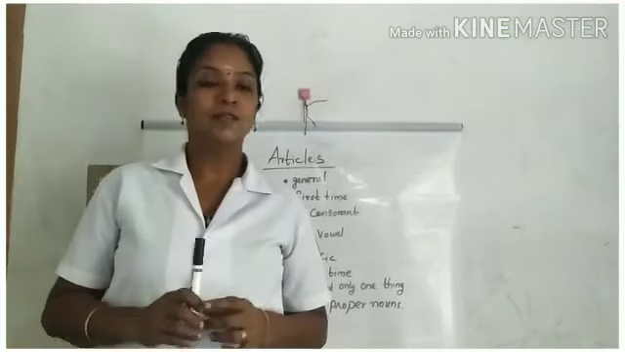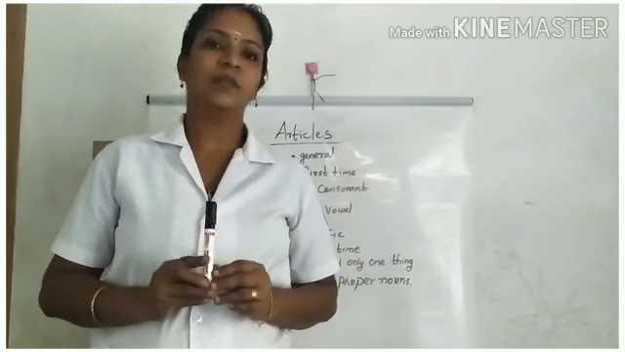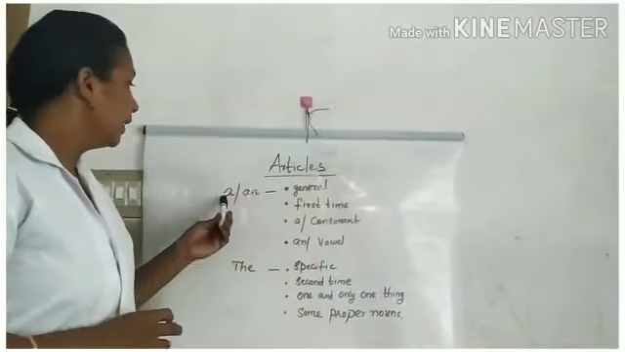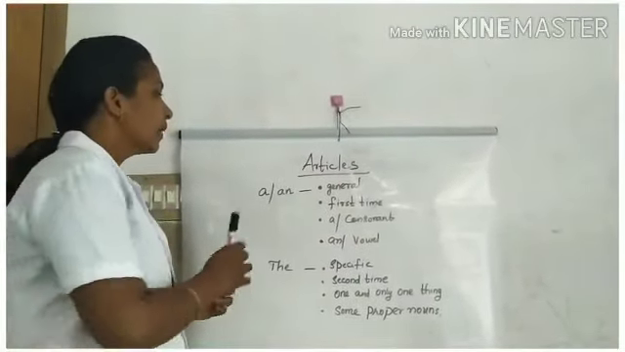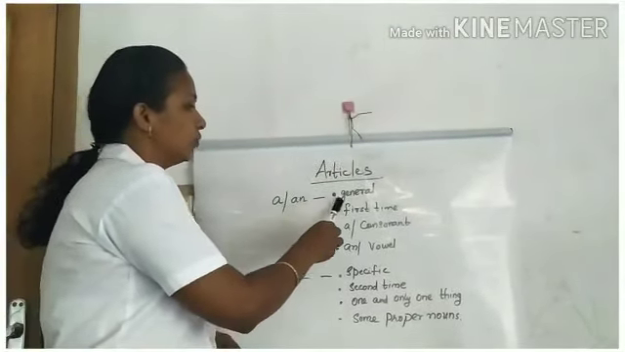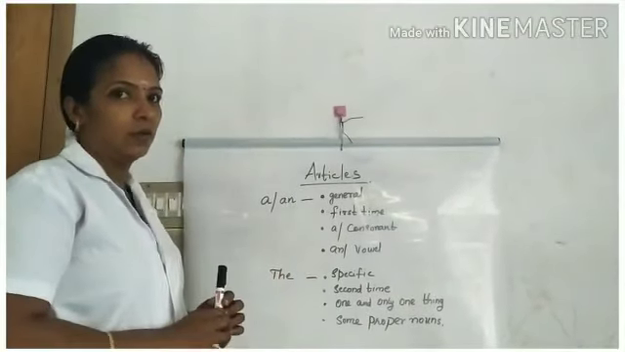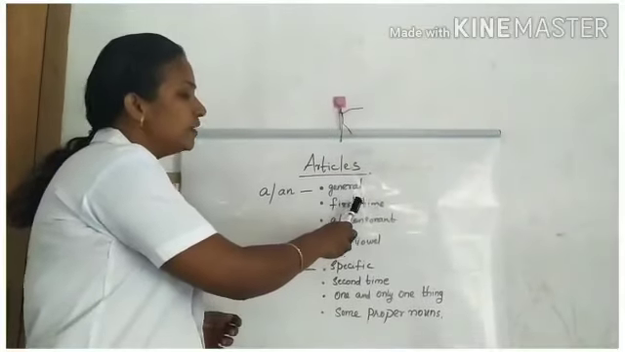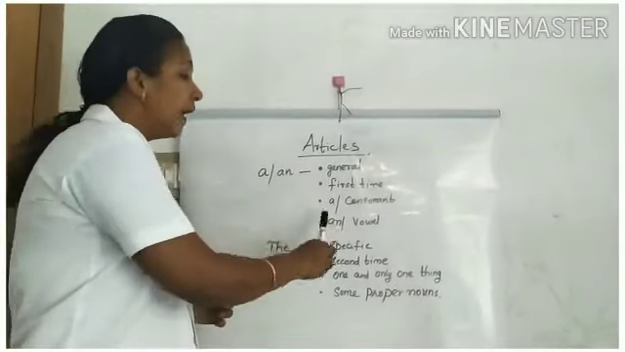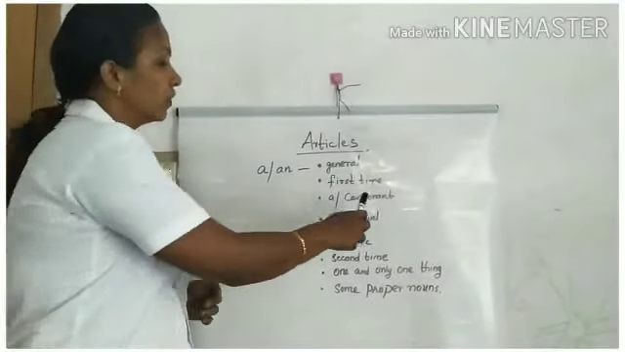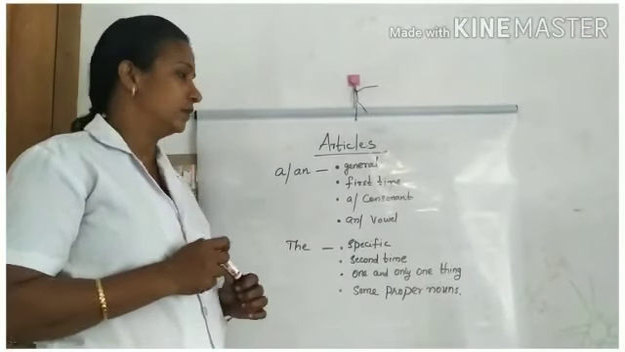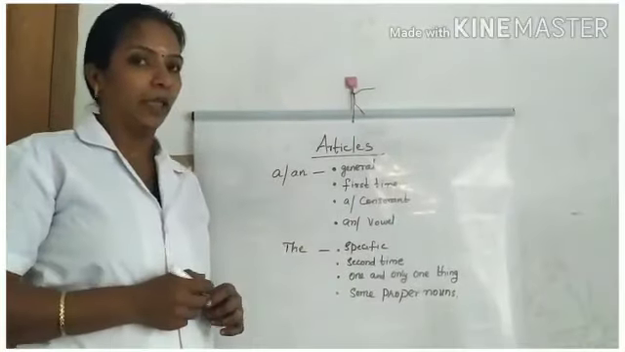Okay. So, let us recollect the points once more. Today we have learned about articles. There are three articles: a, an, and the. And these articles are used before nouns. And a or an is used before a general noun, when a noun is used for the first time. A is used before a consonant sound. An is used before a vowel sound. For consonant sound, an example, a boy. B is a consonant. And an apple. A is a vowel.